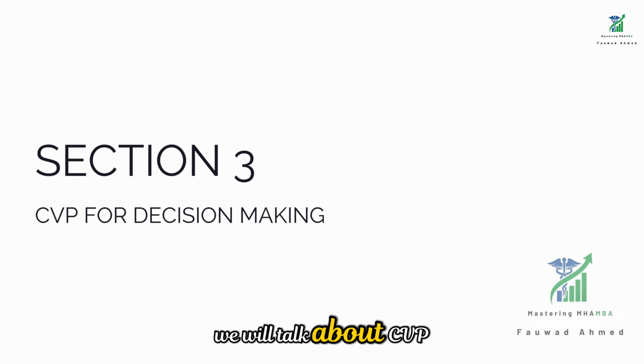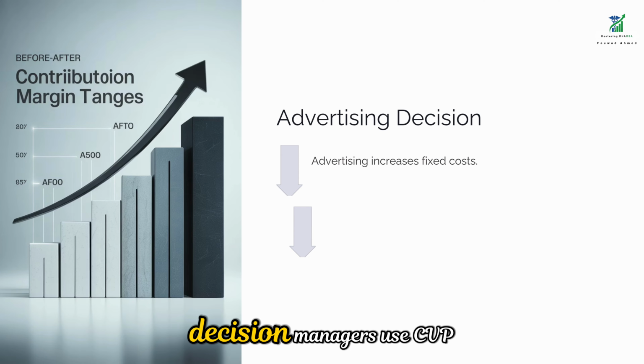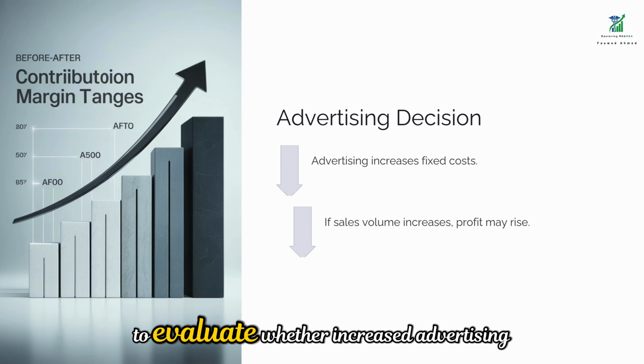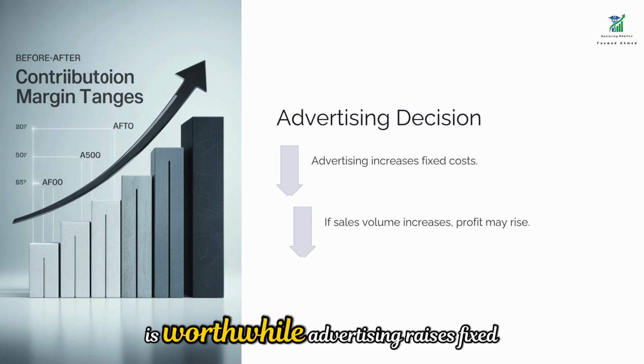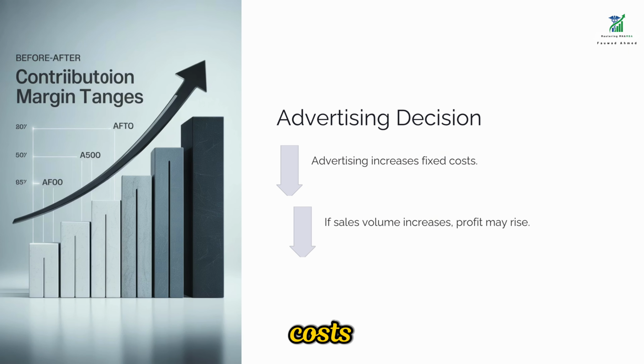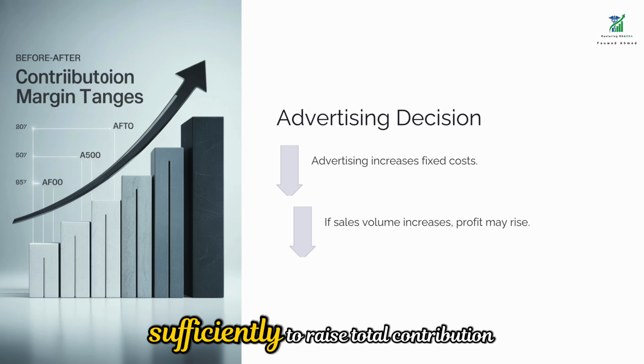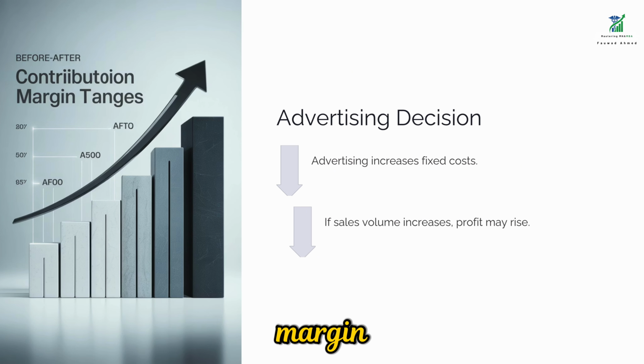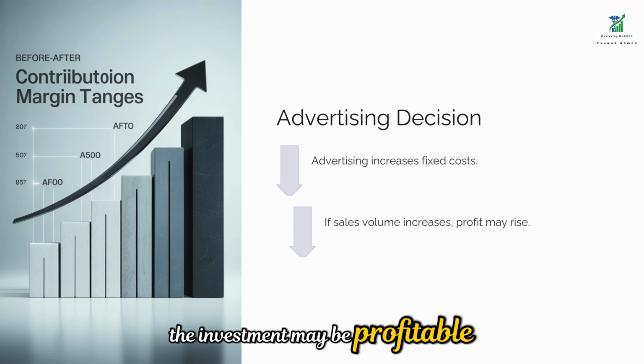Now we will talk about CVP for decision making in section 3. Advertising decision. Managers use CVP to evaluate whether increased advertising is worthwhile. Advertising raises fixed costs. If it increases sales sufficiently to raise total contribution margin, the investment may be profitable.